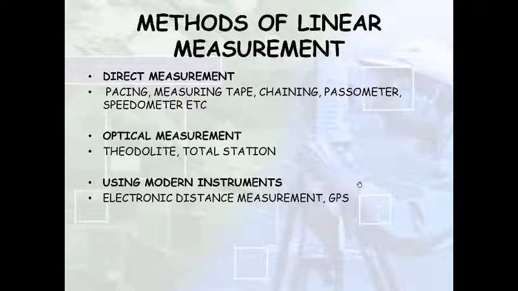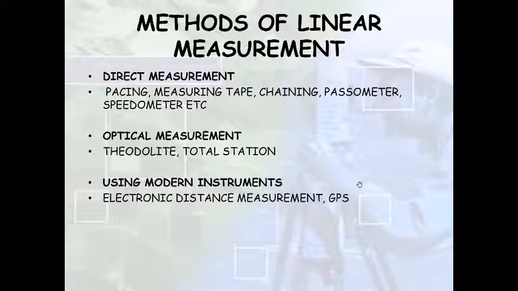So we have done some methods in the lab as well. So you have used pacing to measure linear distance, horizontal distance, and you also use measuring tape. So we'll discuss measuring tape in detail, and we'll also see what are some other methods that are now being used to measure linear distances. So first we come to direct measurement. So you have done pacing and you have used measuring tape. Chaining is a similar process. I'll get to that and to other processes as well.